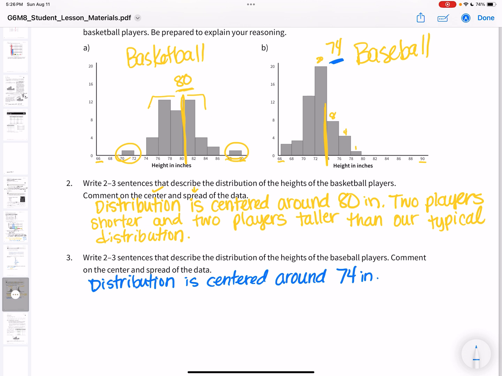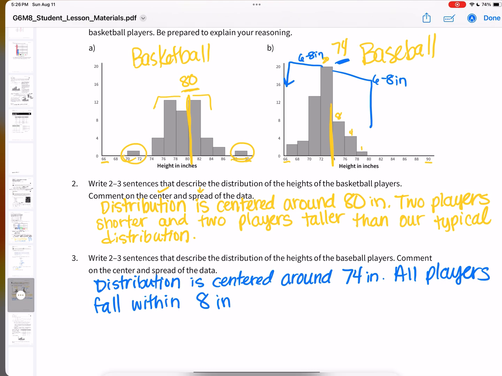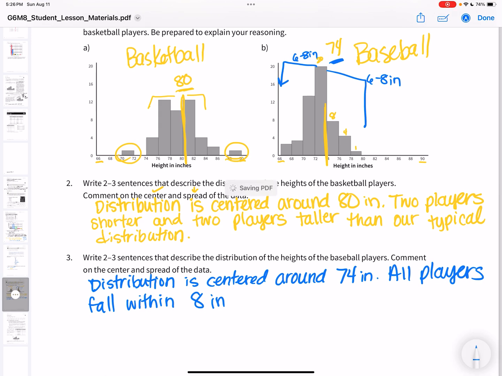And then with our spread, if we do 74, they're pretty much within 6 to 8 inches on either side of that, right? So we can say that all players fall within 8 inches of the center. So that's going to be our spread. Okay?